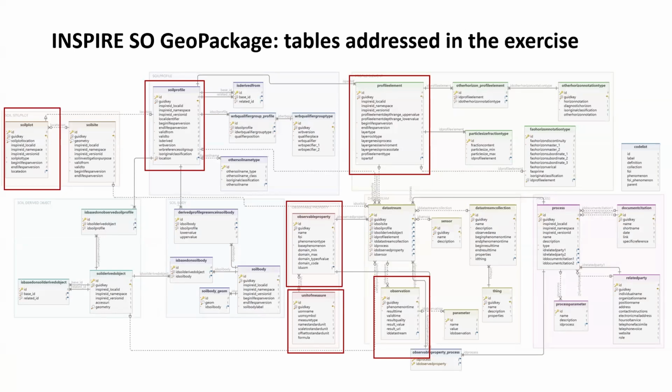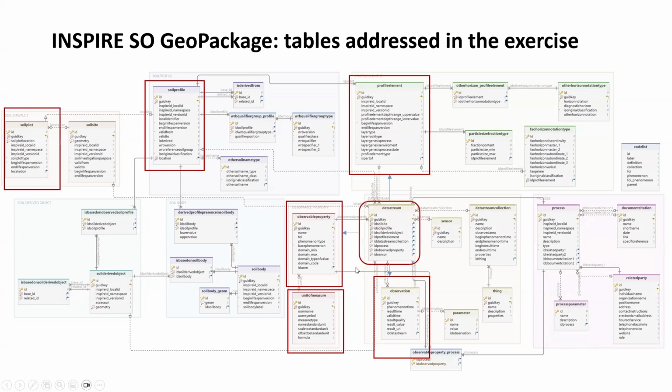Let's have a look now at the DB schema of the INSPIRE-SOIL Geopackage, just to let you see which will be the tables addressed in our exercise using Hale. You can see them circled or squared in red. So the soil plot, the soil profile, the related profile elements, the unit of the observable property and the unit of measure, and clearly the observation.